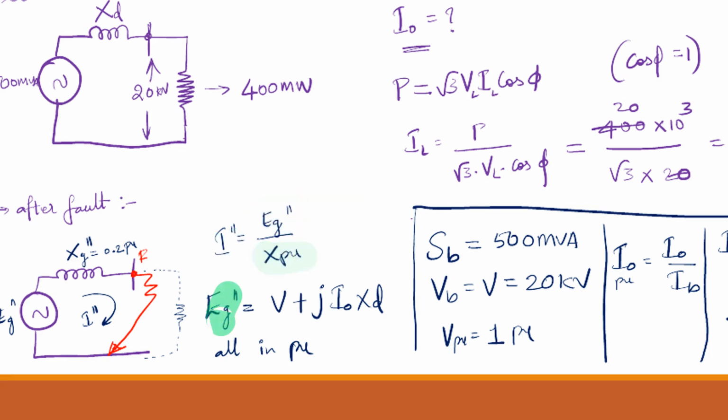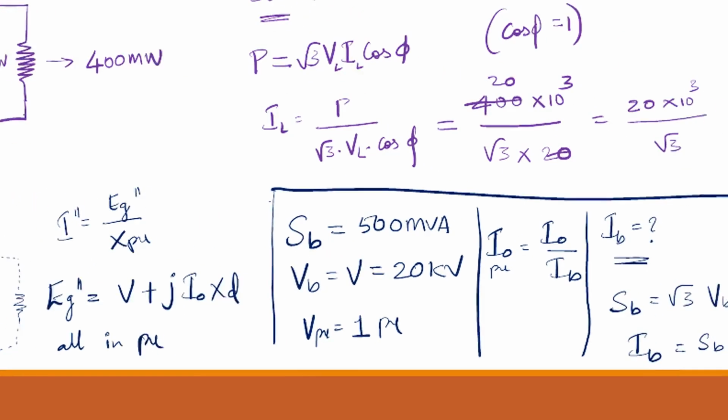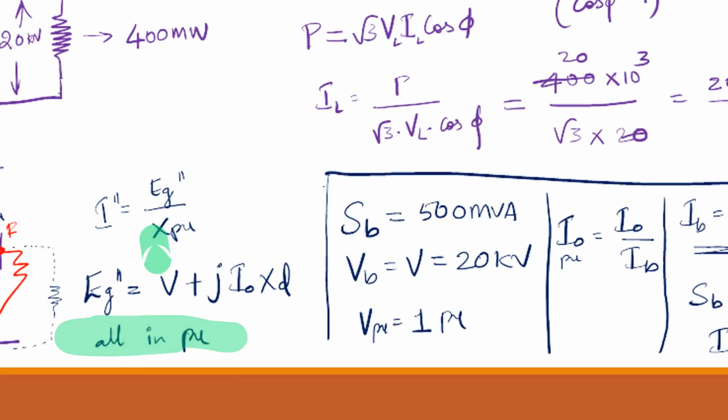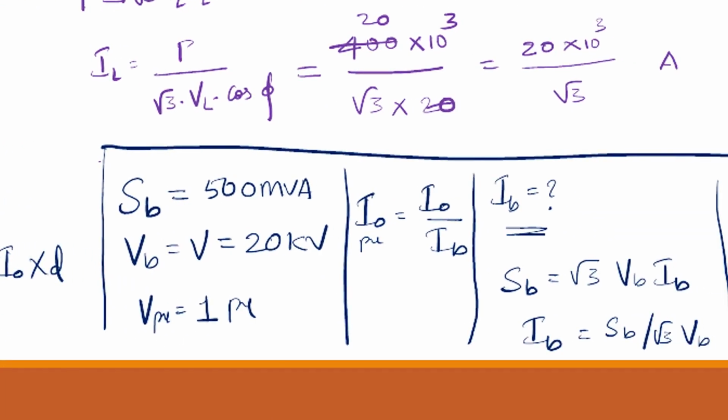The subtransient voltage, as we have already seen, is the terminal voltage plus the pre-fault current into XD double dash. Please keep in mind this is XD double dash, the subtransient reactance. Now all values are in per unit. V is 1 per unit, and XD double dash is 0.2 per unit, already given in the question. We have the actual value of load current, and we need to find the per unit current.